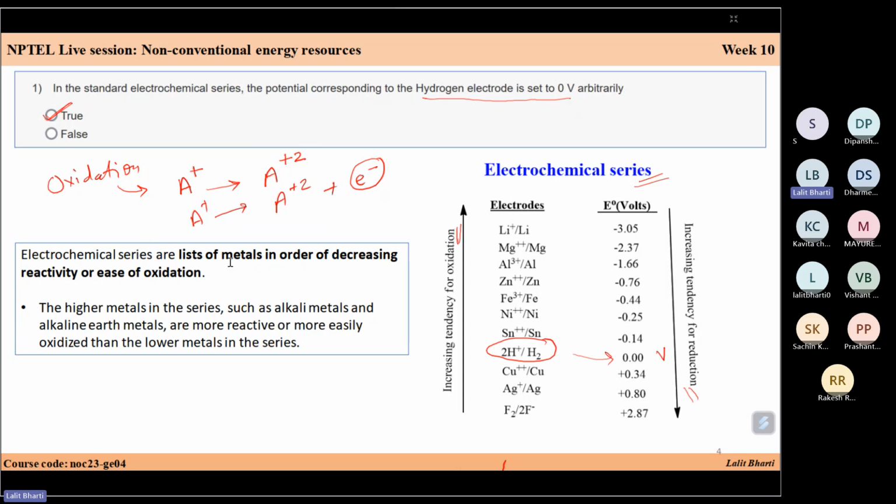It is a list of metals in order of decreasing, or let's say increasing, reactivity or ease of oxidation. Ease of oxidation means if you go up, your tendency for oxidation will increase, and as you go down, your tendency for reduction will increase. So that is why the E naught is given as negative, and it is highest for lithium.